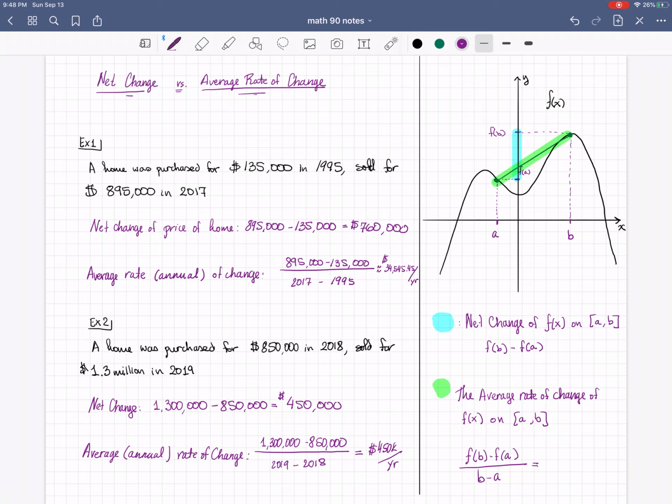Now, notice that the average rate of change contains the net change in it. So once you have the net change, you're halfway to the average rate. All you're doing is taking the net change and dividing by the length of your interval, b minus a. So this is the beginning of our conversation of average rate of change and net change. In the next couple of lessons, we'll look at how you actually talk about the average rate of change of a specific function, and we'll look at a few examples. All right, that's the end of this lesson. See you later. Bye.